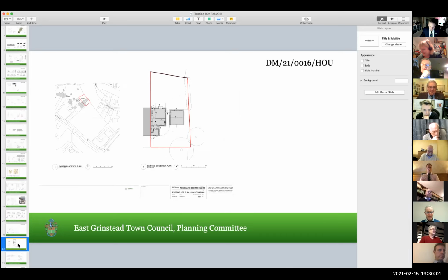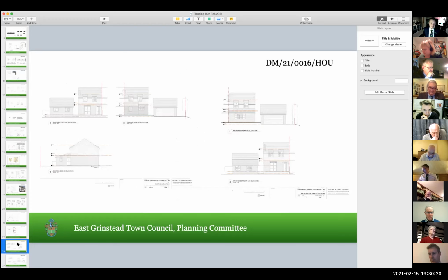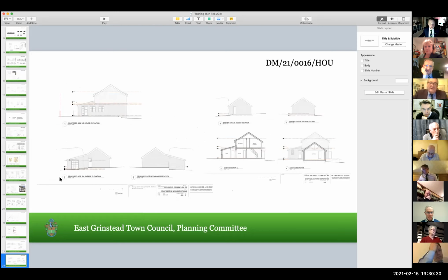Next one is DM210016. This is Fieldways, Coombe Hill Road. This is single-storey rear extension with new roof and roof lights. Front extension to existing detached garage comprising of a workshop and guest bedroom home office. Here is the existing, and here is the proposed across the back, and this shows the new sort of detached garage.